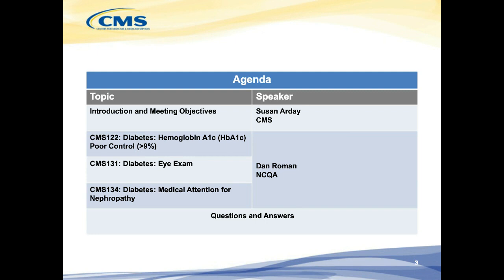And today we're going to present three measures. The first will be Quality ID number 1, CMS 122, diabetes, hemoglobin A1c, poor control, greater than 9%. The second measure is going to be Quality ID 117, also known as CMS 131, diabetes, eye exam. And the third measure will be Quality ID 119, CMS 134, diabetes, medical attention for nephropathy.